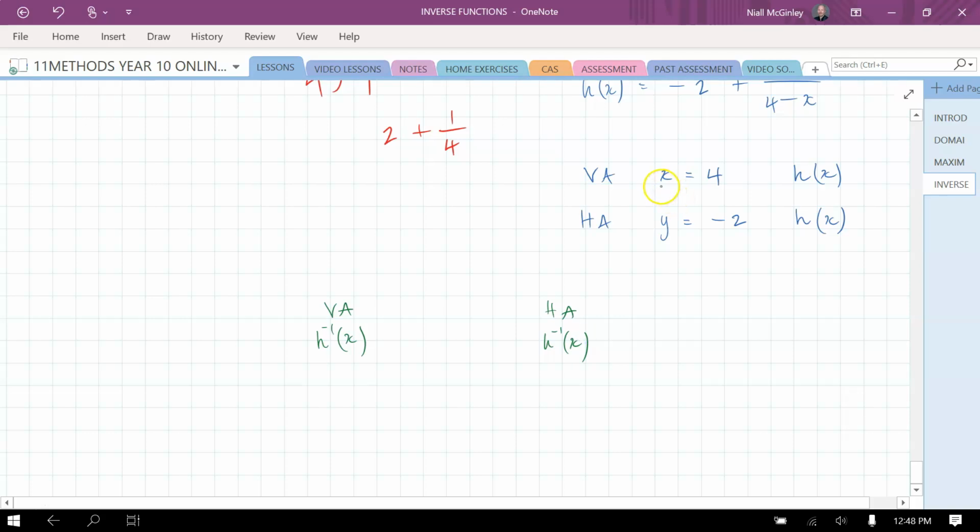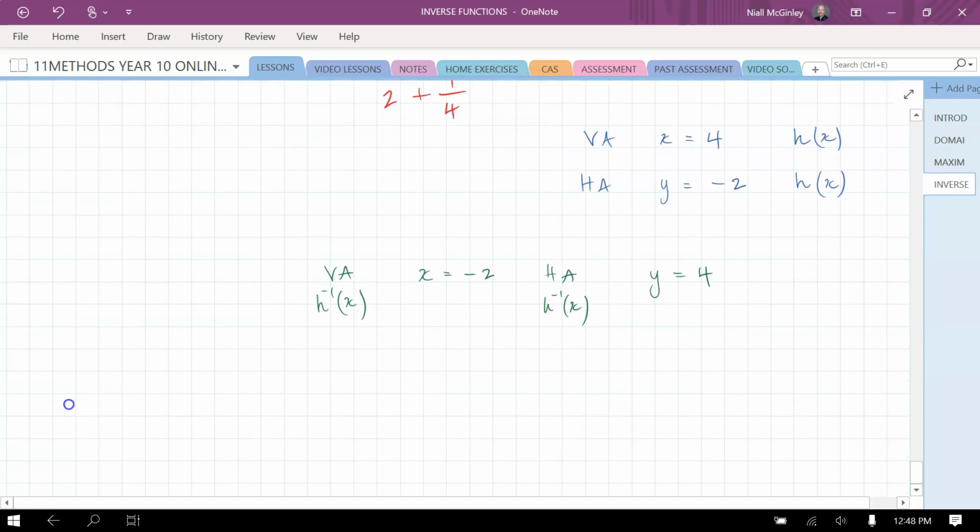So you see, this is going to be x equals 4 in your function, so that means that because you swap the x and the y, it's going to become y equals 4. So your horizontal asymptote is going to be y equals 4. On our function, we have y equals -2. So in the inverse, it's going to be x equals -2. And then that will be what your vertical and your horizontal asymptotes are.